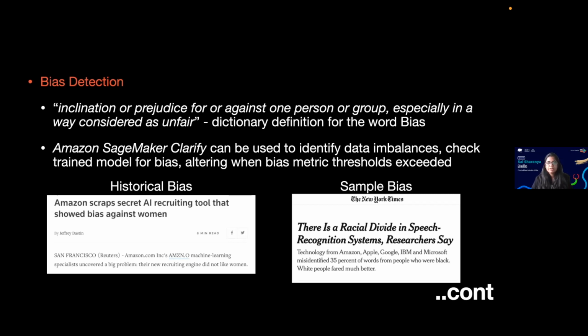This is a New York Times article published in 2020. This article talks about a study that was published in the Journal Proceedings of the National Academy of Sciences. Speech recognition systems, which were built by the top tech companies like Amazon, Facebook, Apple, Google, IBM, and Microsoft, make far fewer errors with users who are white compared to the users who are Black.